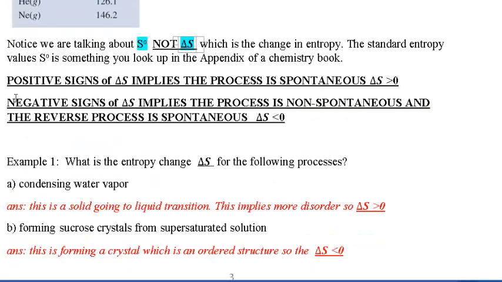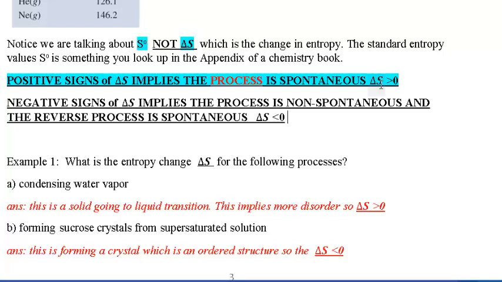Important notation about signage. If you have a positive value for your S or delta S, that means you're generating more order, and that process will be spontaneous. Now, that reaction may or may not be spontaneous. The ultimate decider of whether or not a reaction is going to be spontaneous or will go is delta G, but this is a contributor.